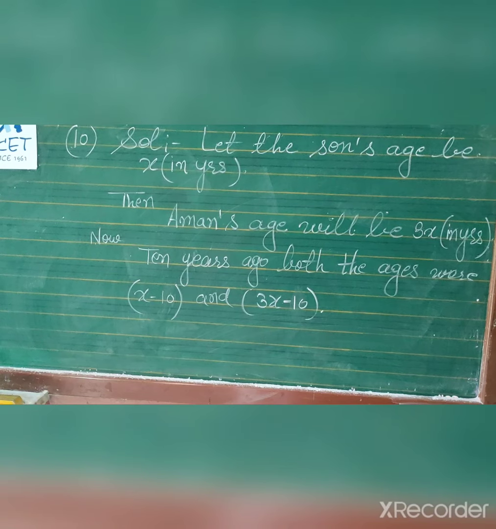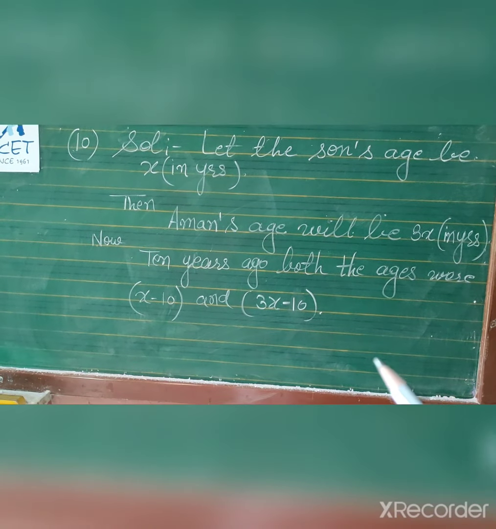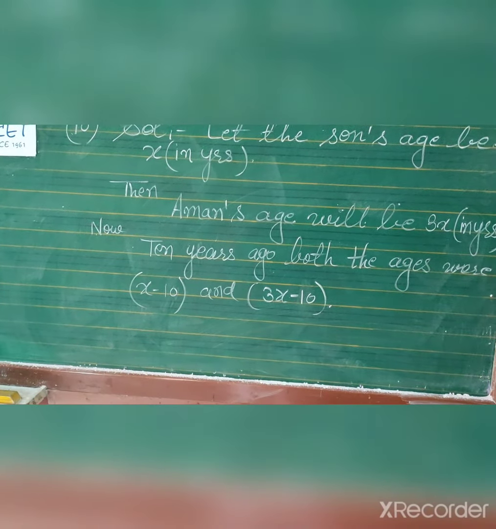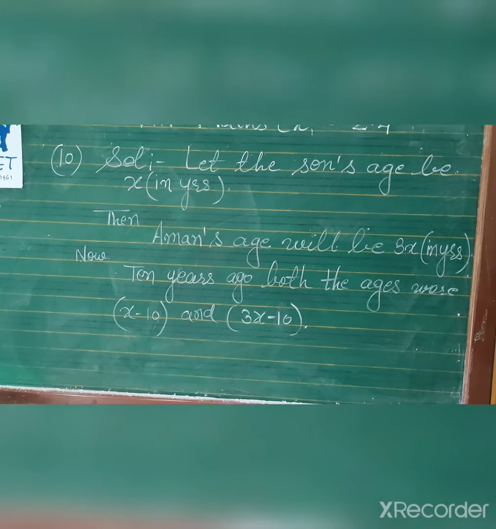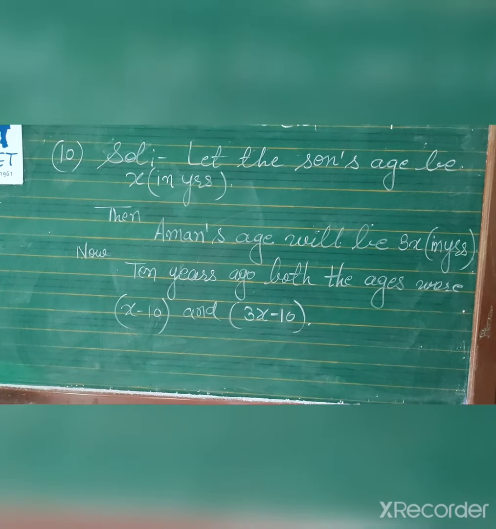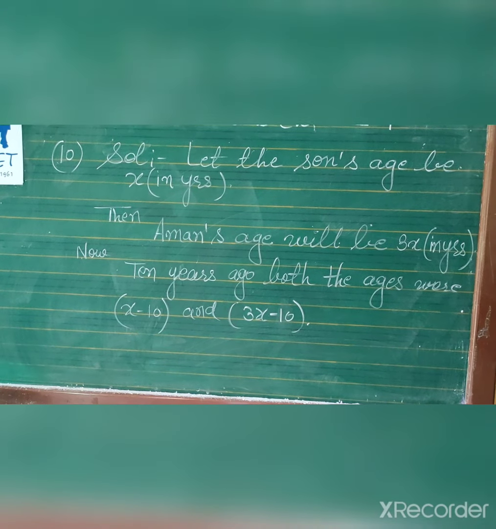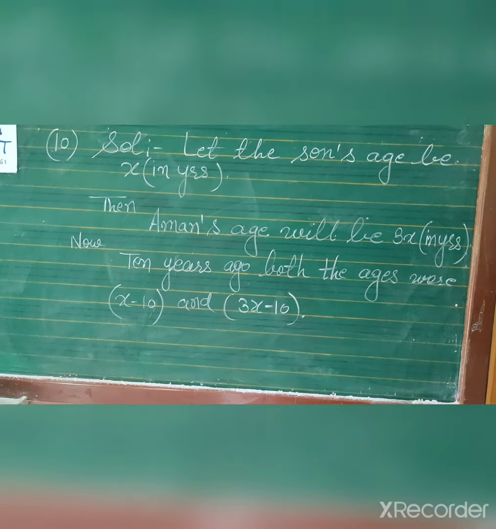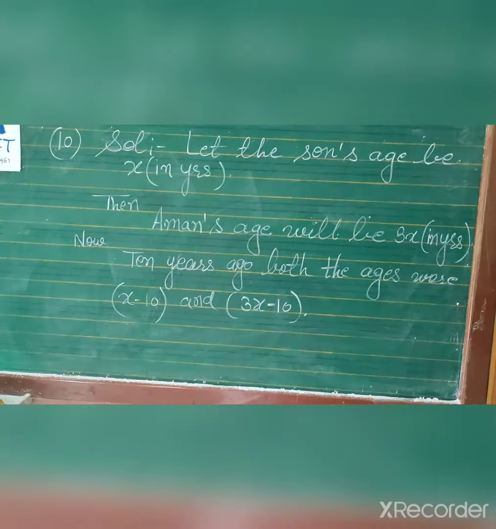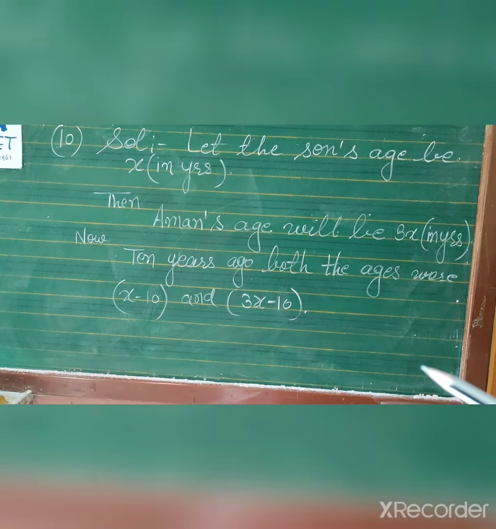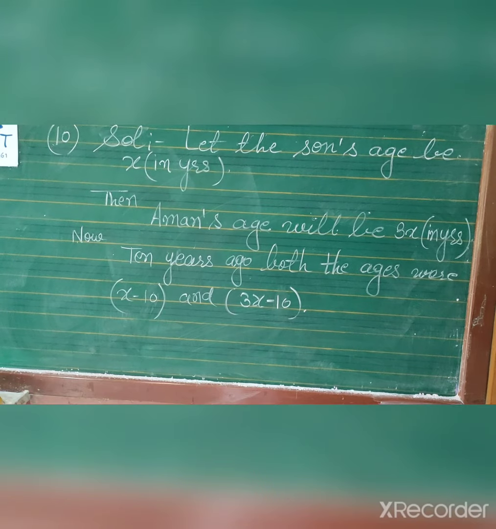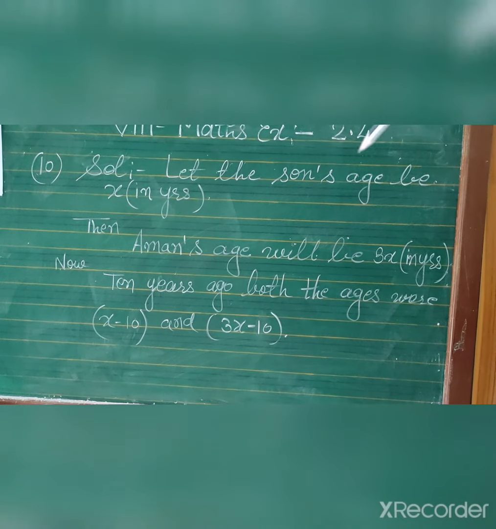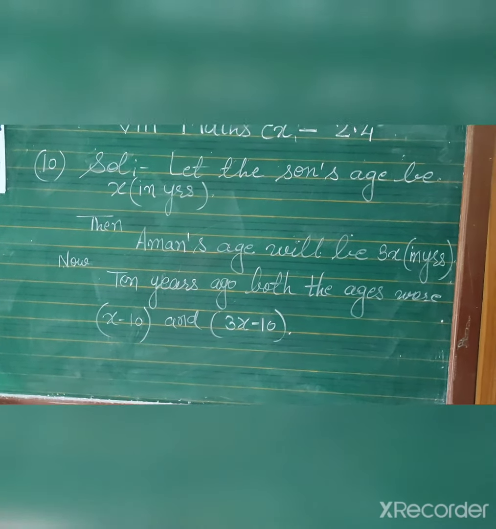Okay. Now Aman's present age is already 3 times the son's age. It is written 3 times. 10 years ago son's age was x minus 10. We will subtract 10, and father's age 3x minus 10. Present age is this. And you can write here also let the present age of son be x. Okay, change the statement.